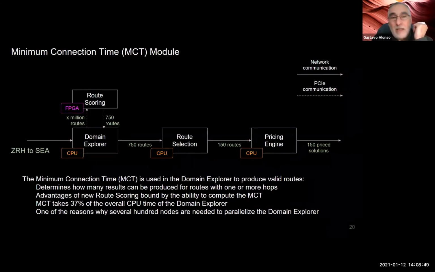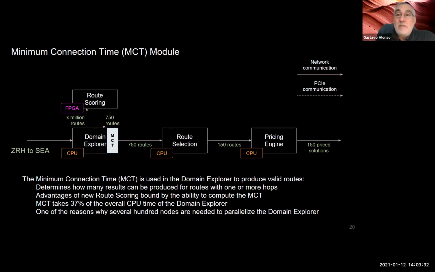So what is the minimum connection time? Unlike the route scoring, it is a particular software component of the domain explorer. It checks whenever you have a flight where you need to stop somewhere. You're going from, let's say, Zurich to New York and you're going through London. Whenever you go into London, you need to check whether you have enough time to make a connection. I cannot give you combinations of flights where one flight arrives and the other leaves 5 minutes later, because you don't have the time to get out of the plane, go to the other terminal, and get on the other plane. So it doesn't work.